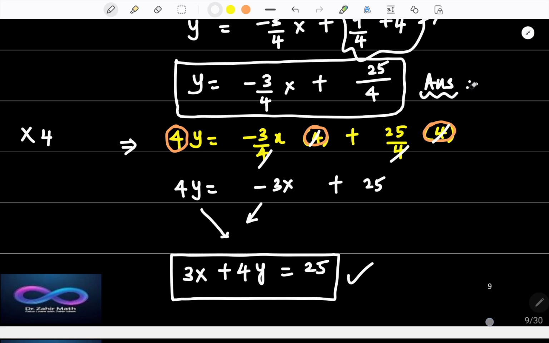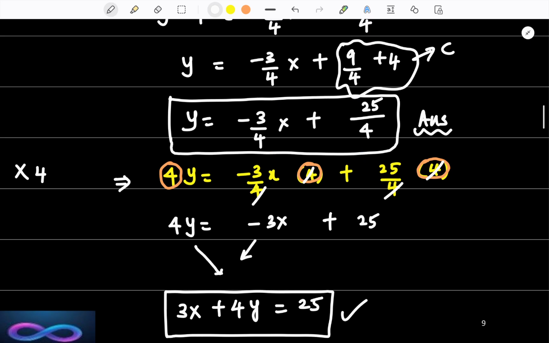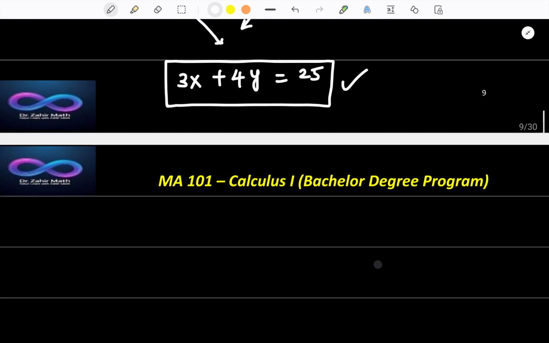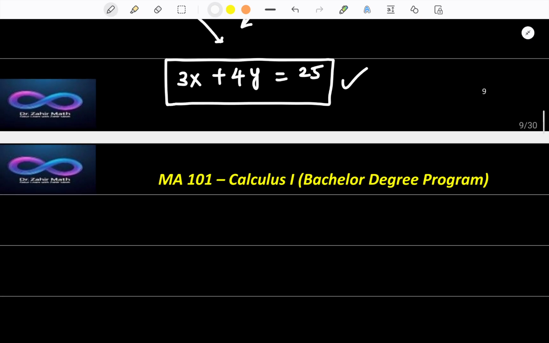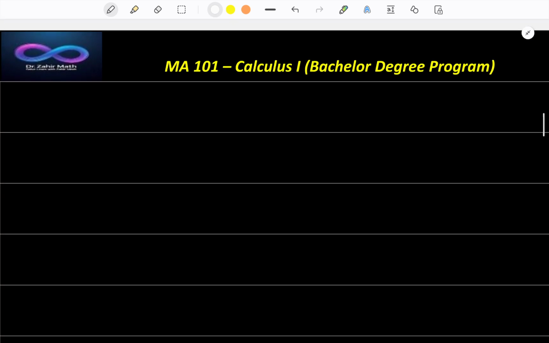Okay, everybody? Why am I doing this step? Because you see 4 and 4 common is coming, so why keep 4 unnecessarily? If I multiply by 4, the answer looks so beautiful, right? We need beautiful answers. We always like beautiful things, so that is why I'm writing the answers in a beautiful way.